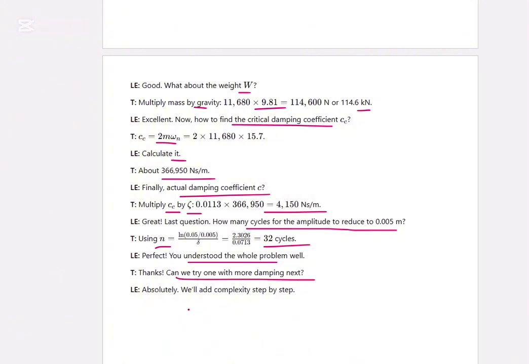You understood the whole problem well. Can we try one more with the damping next? We will add complexity step by step.